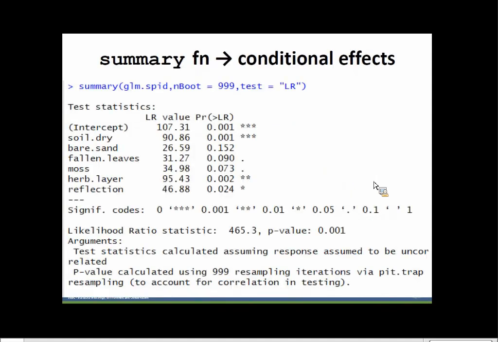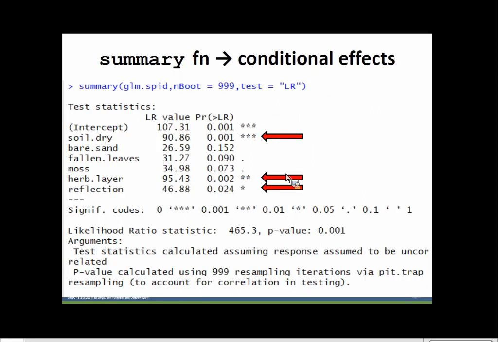Right, so now if you're looking at conditional effect, so that's what predictors add the most to the deviance when all the other predictors have already been fitted, then you can see here that soil dryness, herb layer, and reflection are the ones that come out most strongly as the most significant contributors when everything else has already been fitted.